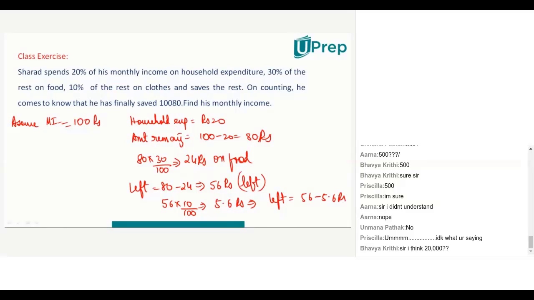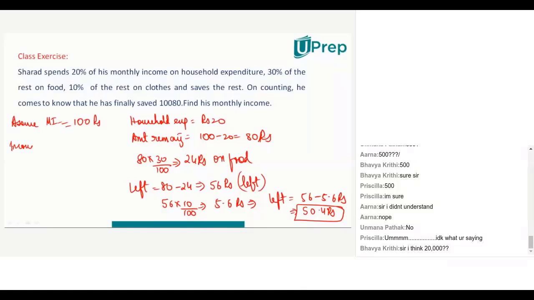So how much is he left with now? 56 minus 5.6 rupees. You guys agree with me? That is how much? 50.4 rupees. This is the amount that he is left with. That means the amount that he has saved after spending on everything. So he had 100 rupees and he is left with 50.4 rupees.